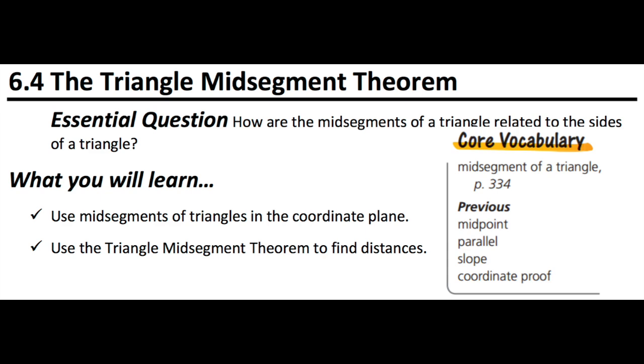Alright, 6.4, the triangle midsegment theorem. Essential question: how are the midsegments of a triangle related to the sides of a triangle? Core vocabulary is midsegment of a triangle, midpoint, parallel, slope, coordinate proof. What you're expected to learn is to use midsegments of a triangle in the coordinate plane and to use the triangle midsegment theorem to find distances.